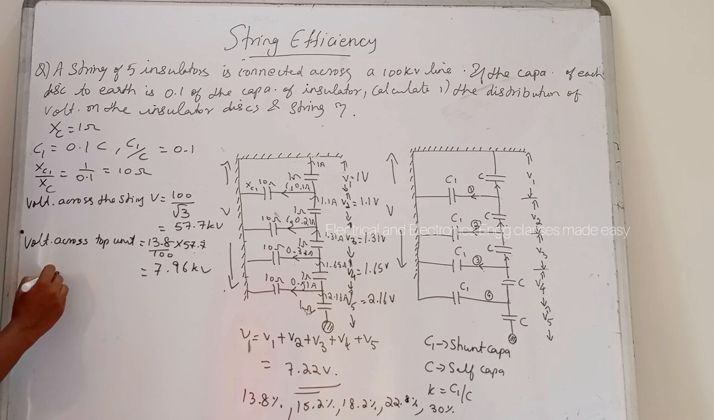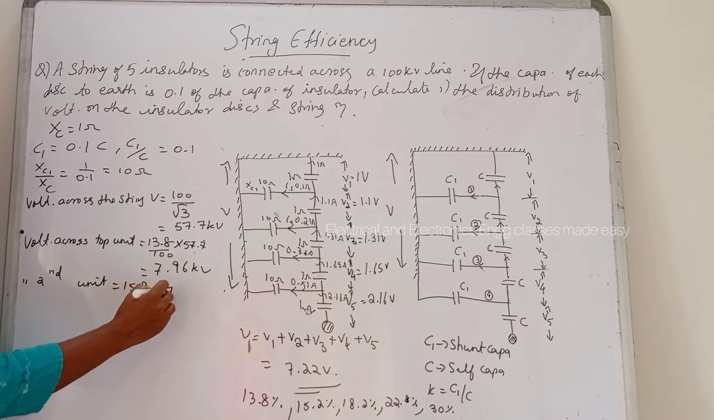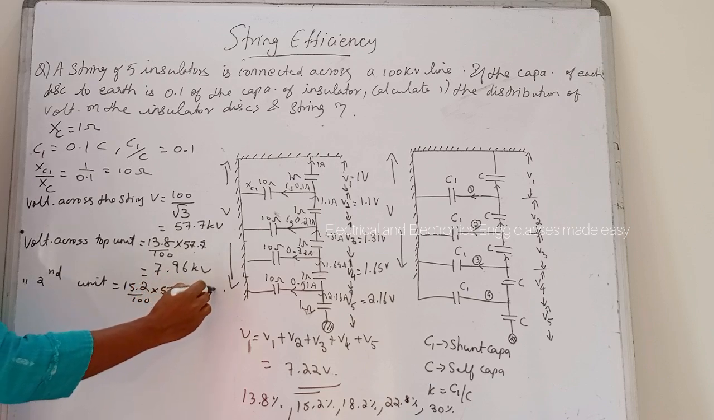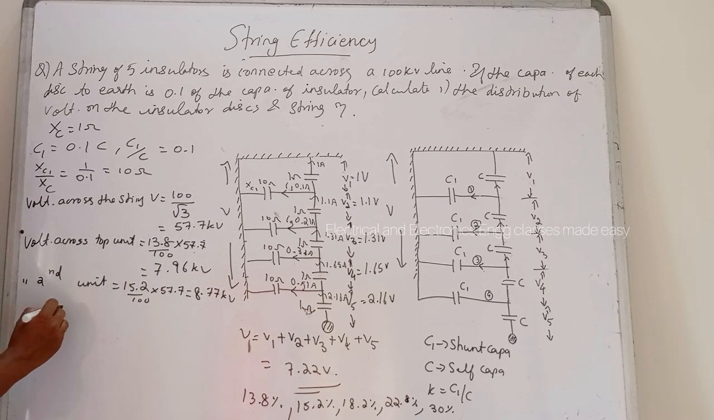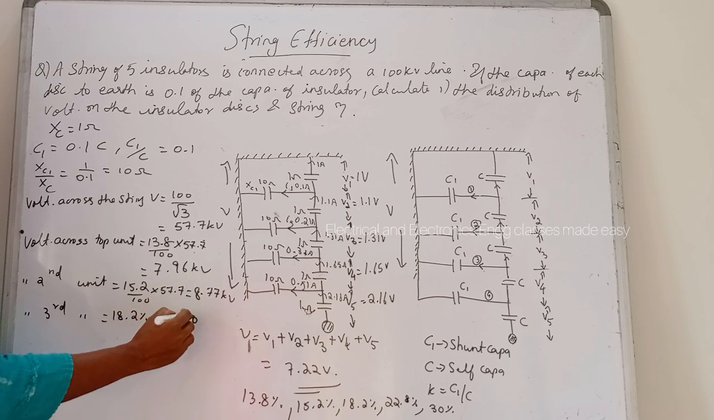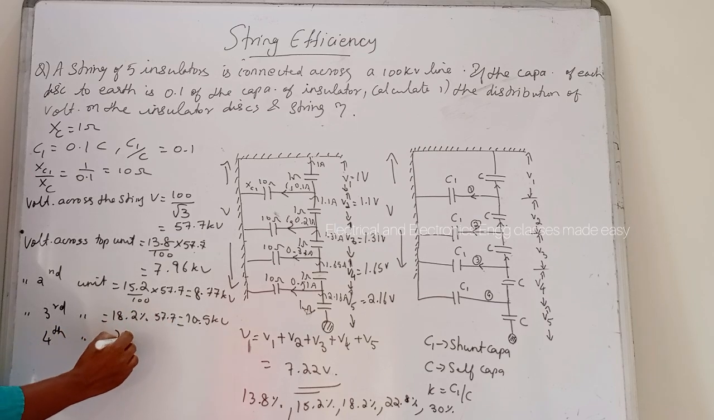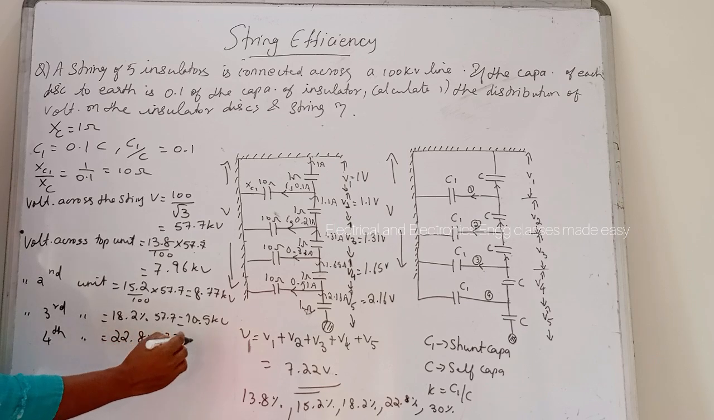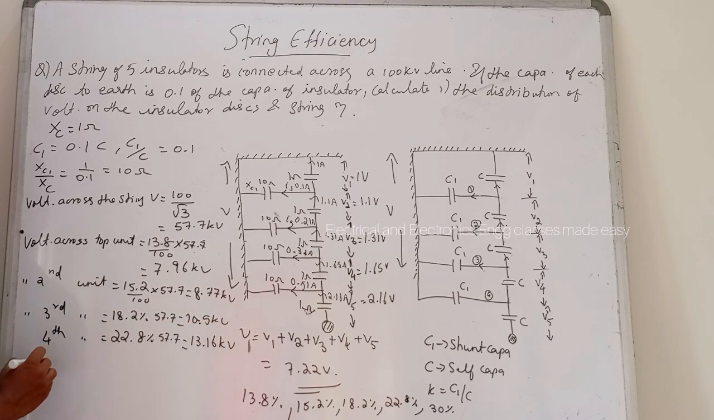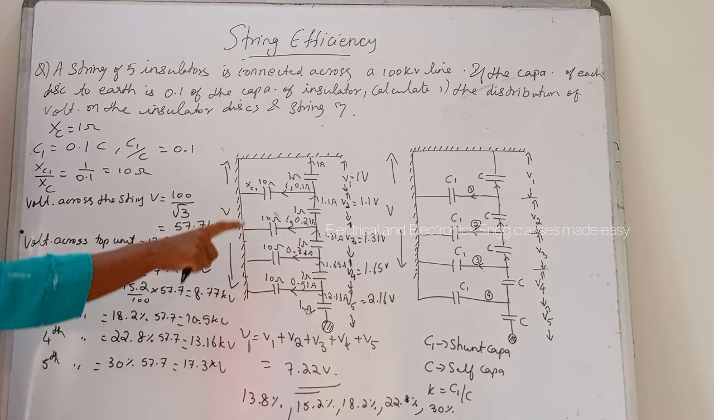Now across the second unit is equal to 15.2 percent of 57.7, and that is equal to 8.77 kV. Then across the third unit is equal to 18.2 percent of 57.7, and that is equal to 10.5 kV. Then across the fourth unit is equal to 22.8 percent of 57.7, and that is equal to 13.16 kV. Then across the fifth unit is equal to 30 percent of 57.7, and that is equal to 17.3 kV.